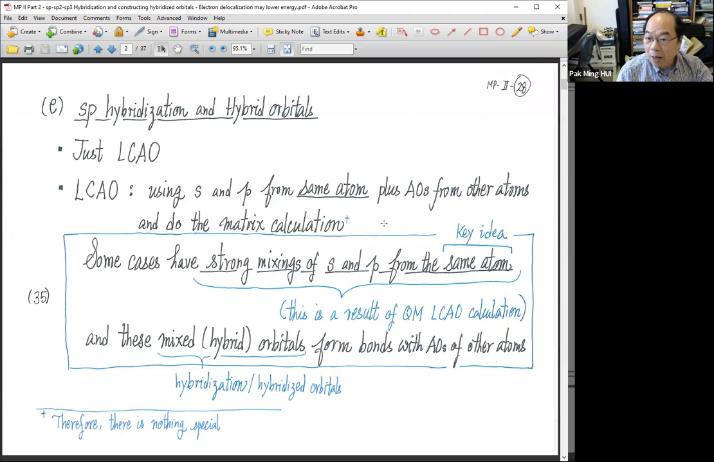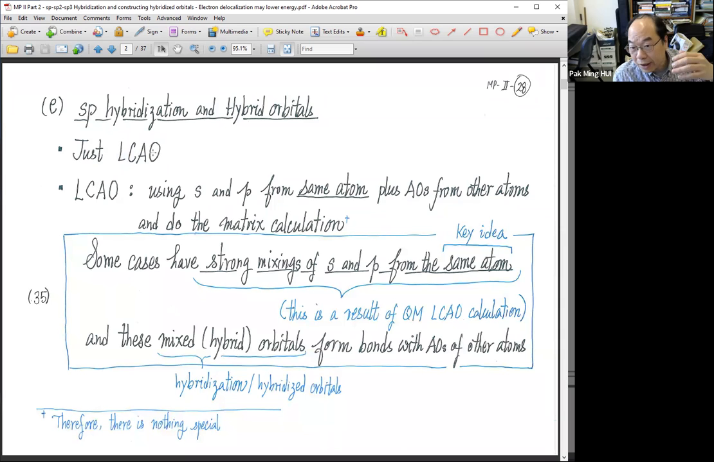So the next big topic is hybridization. And accompanying that is the idea of hybridized orbitals, or hybrids. First thing first, no new physics. If you follow what we have been doing, it is just LCAO.